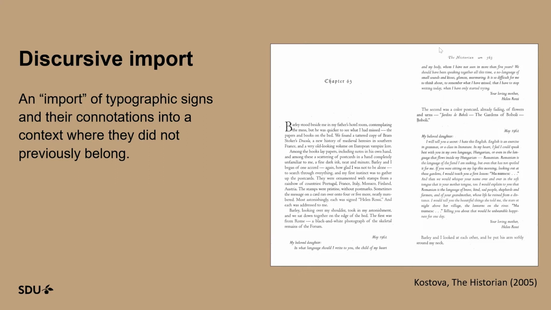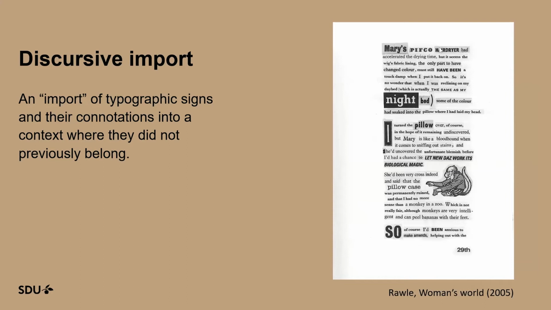I'd like to show you a less conventional example as well. This is from Graham Rawle's novel Woman's World from 2005. This novel is typographically and narratively unique in that it is being created out of words and phrases that the author cut out of lots and lots of women's magazines from the 1950s and early 1960s. And then he glued them together, all the words, and made up his narrative. So all the pages of the novel look like this. And it's a long novel. It's more than 300 pages. So it was quite a lot of hard work.